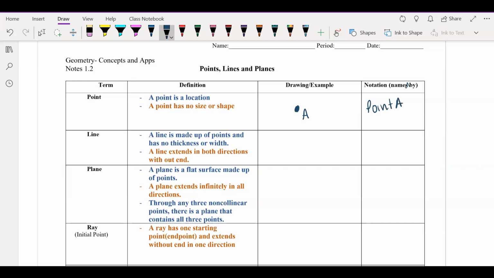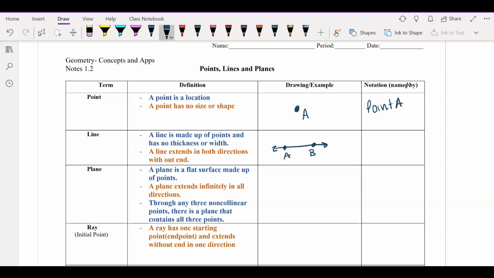Then we have a line. So a line is made up of points and has no thickness or width, and a line extends in both directions without end. Since it does not end in any direction, it has arrows on both sides, which is very important. A line also must have 2 points, so A and B.